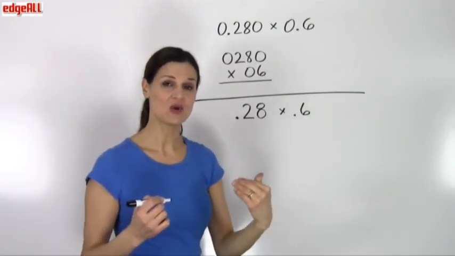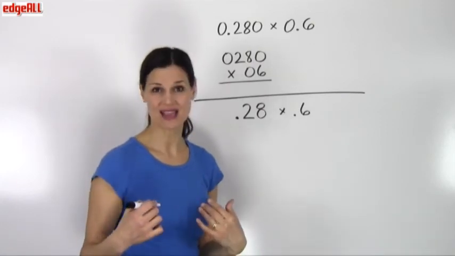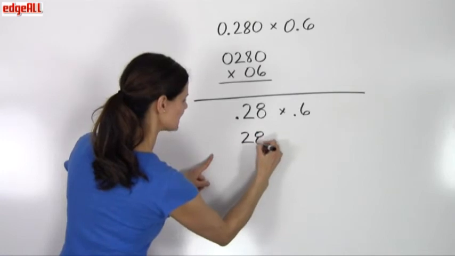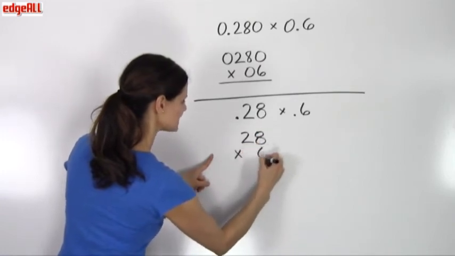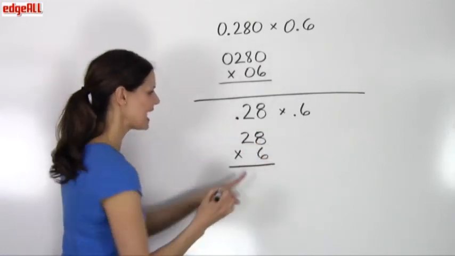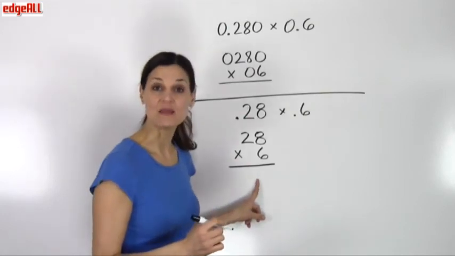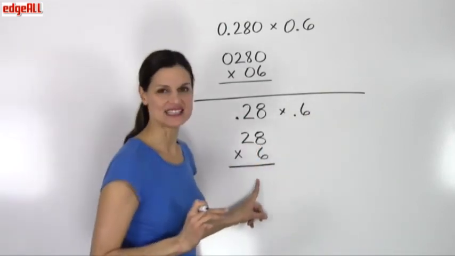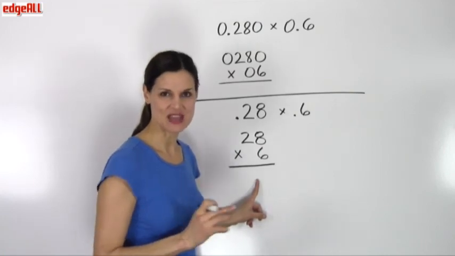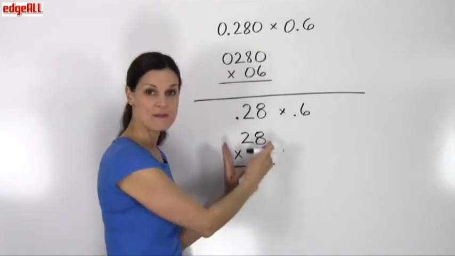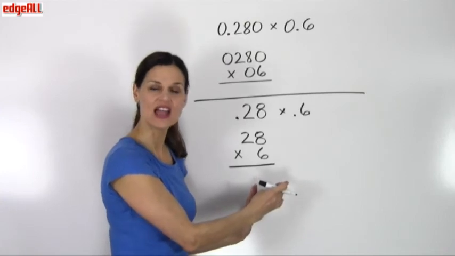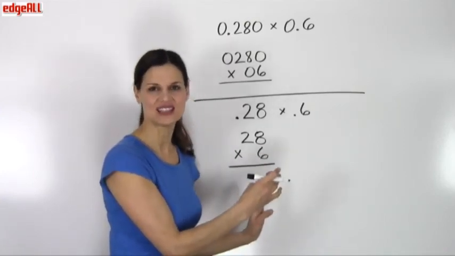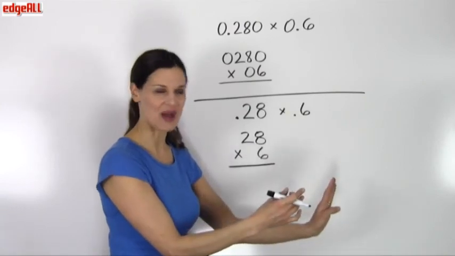So if I now am going to set this up removing my decimals, I would simply have a problem that looks like this, 28 times 6. And again, I would make sure that I'm counting that I have 3 digits in my decimal places, and that once I did the math and the calculations here, my answer has 3 digits to the right of the decimal point as well.